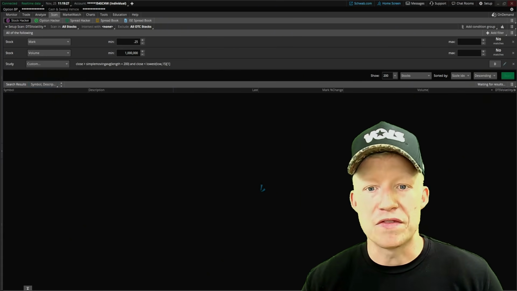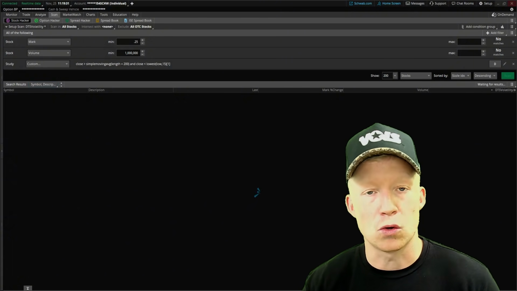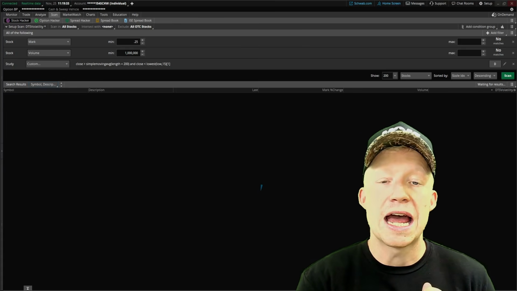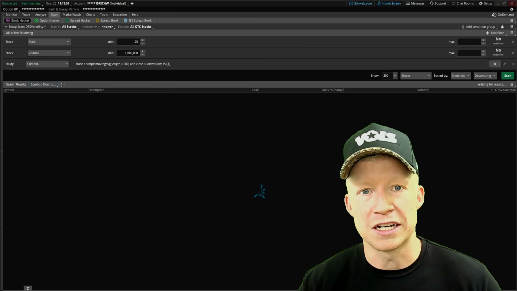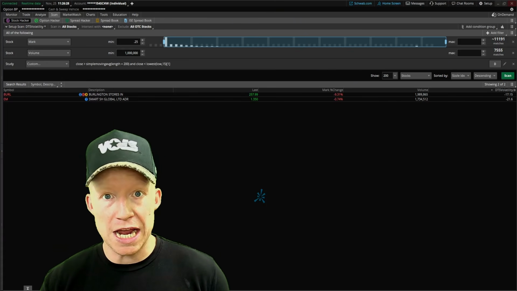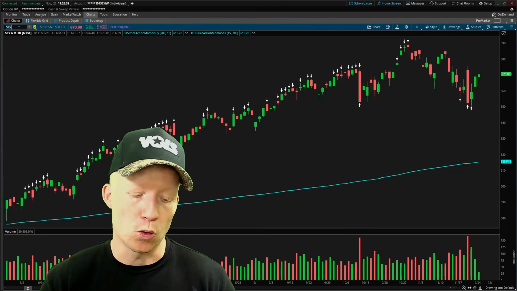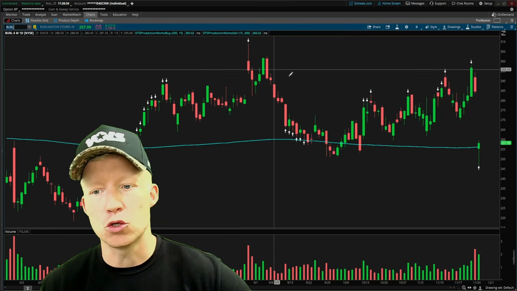Anyway, now when I run this scan, I should only see stocks returned in my results that are currently showing a buy condition according to the study that we're talking about today. There are currently only 2 stocks appearing in our scan results, which is perfectly fine. The top stock is Burlington. Let's go over and look at the daily chart on BURL.